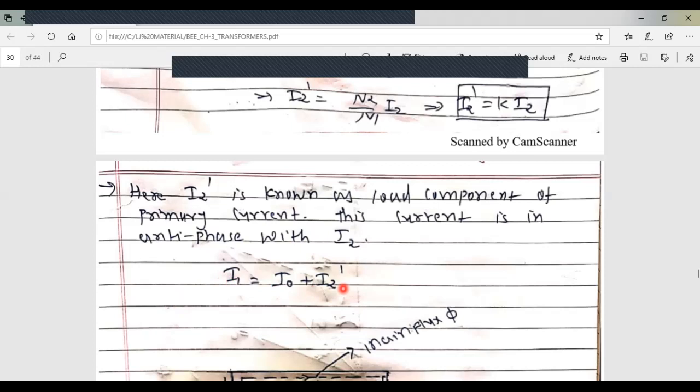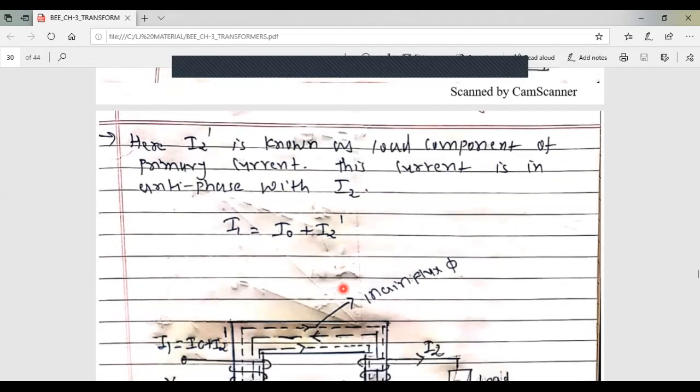Now we will move towards the important aspect of practical transformer on load condition. This is the phasor diagram. So there are three phasor diagrams.